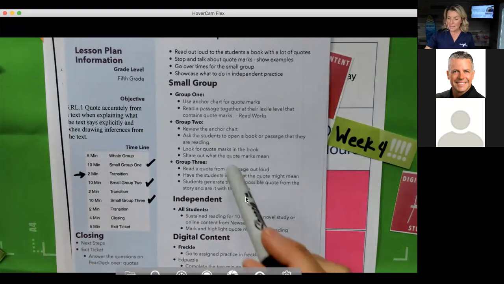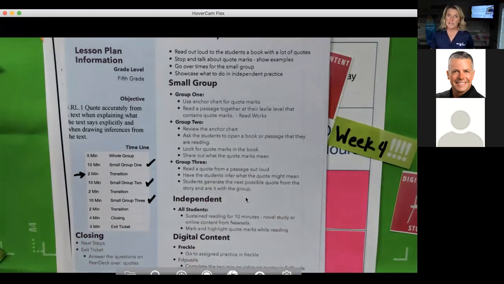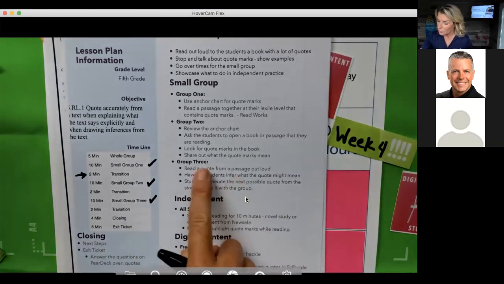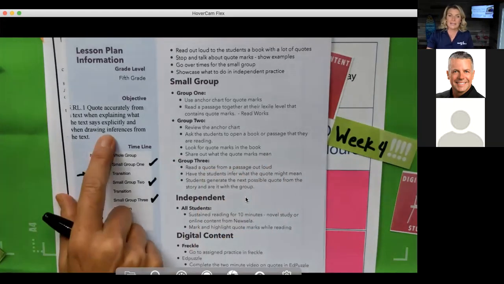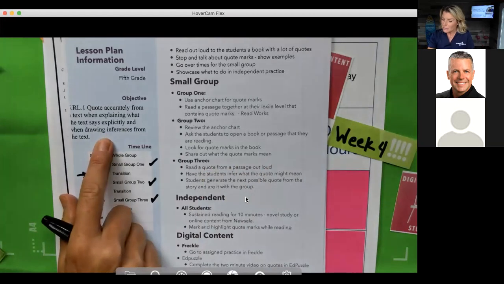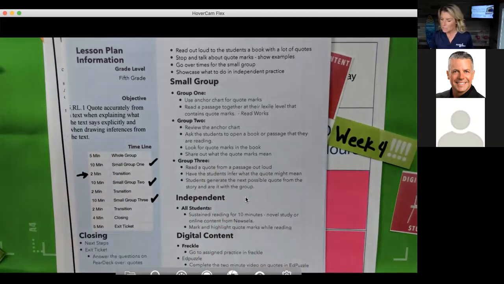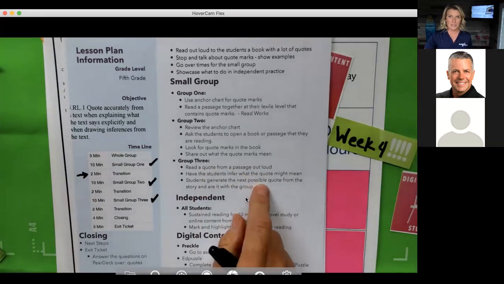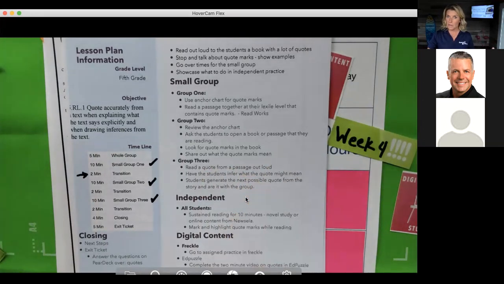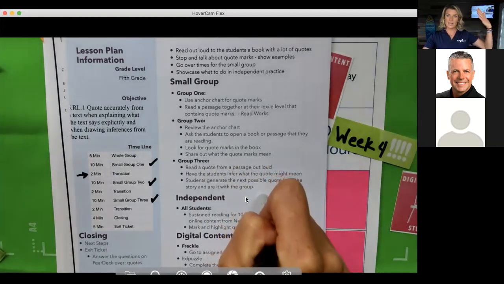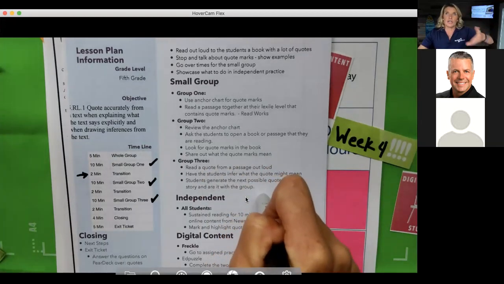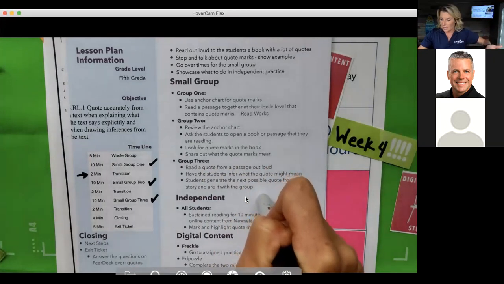Group two, same thing, but I'm moving quicker into the lesson. So they're going to go look for theirs, and they're going to share out what the quote marks mean. And if you look at the lesson objective, it says that they have to make identifications of predicting what's going to be said. And that's what my higher group is going to do. They're still looking for quotation marks in the book, but they're going to really work on that higher level thinking of making a prediction. What do you think that author is going to say?